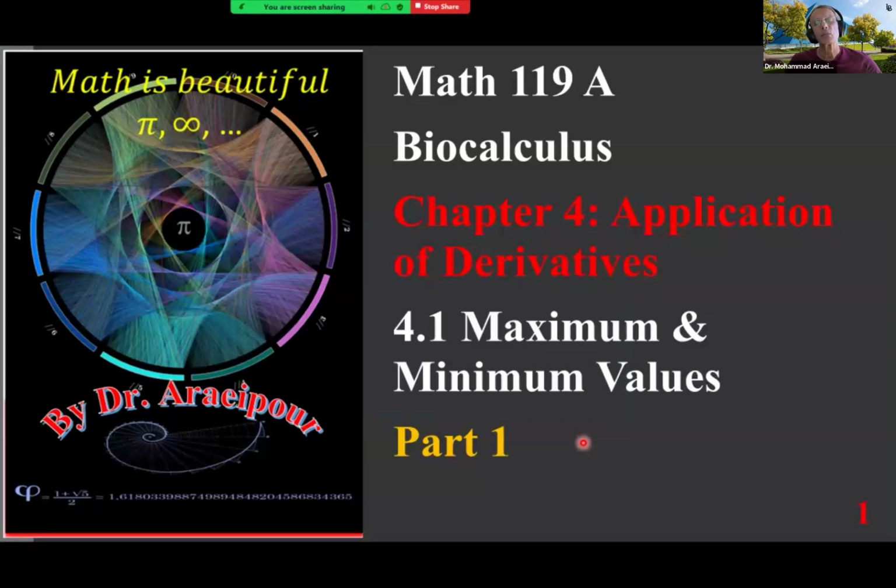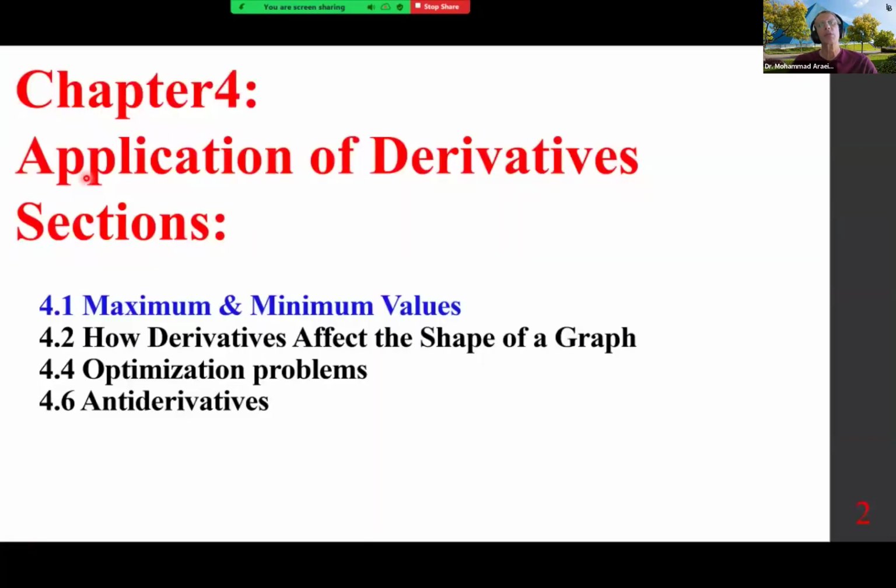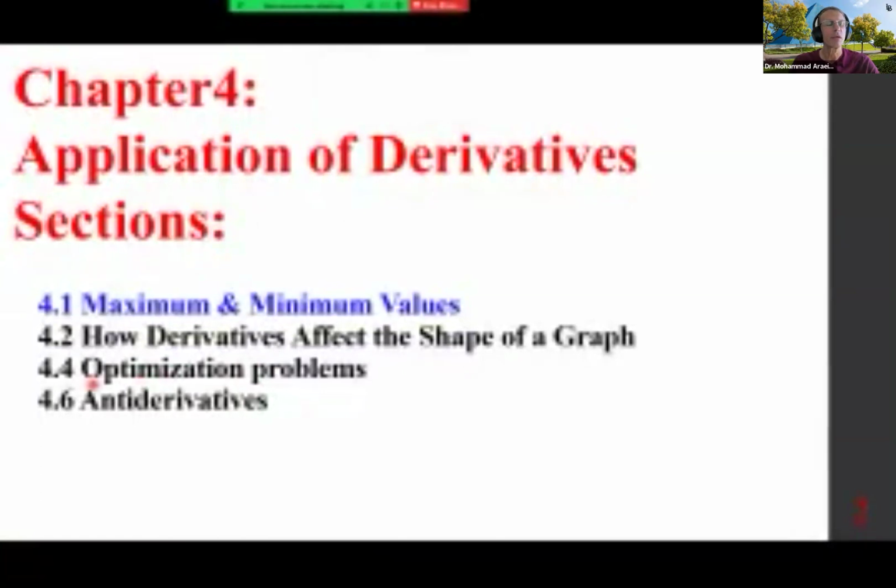Good afternoon, class. We are looking at Chapter 4, Application of Derivatives, Section 4.1, Maximum and Minimum Values. The sections we're going to cover: 4.1, Maximum and Minimum Values; 4.2, How Derivatives Affect the Shape of a Graph; 4.4, Optimization Problems; 4.6, Anti-Derivatives.